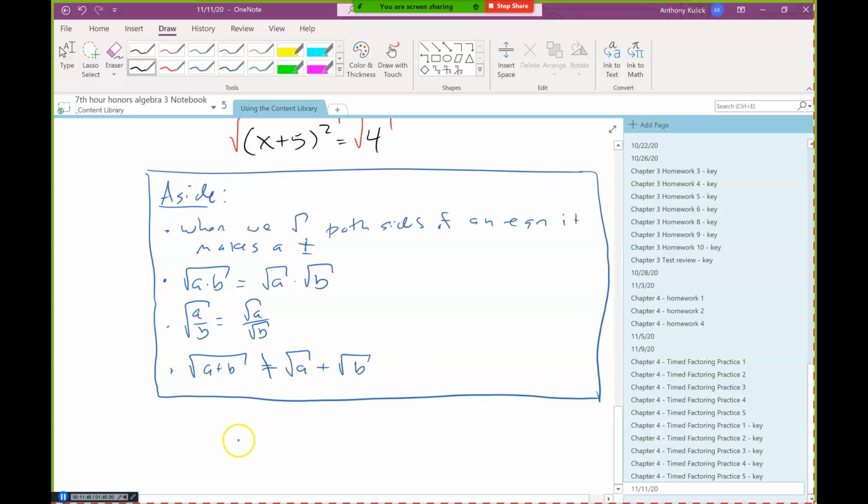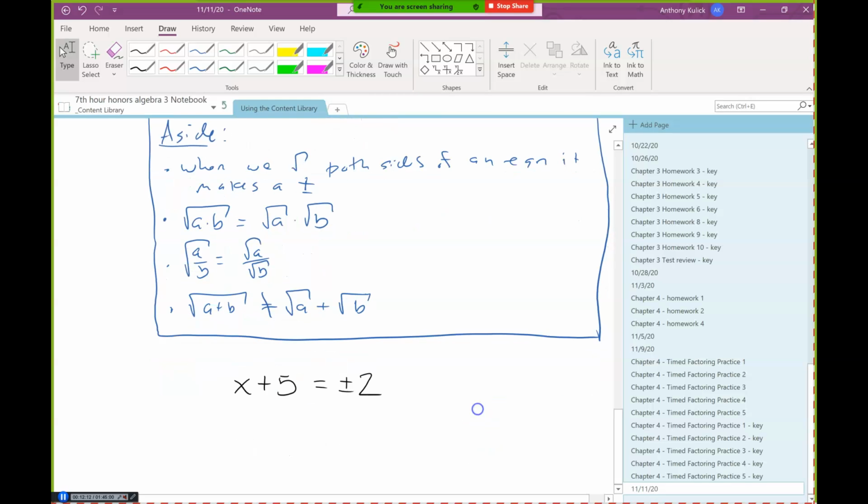Okay. So the square root of x plus 5 squared, the square cancels the square root. So I'm just left with the x plus 5. Because we square rooted both sides of the equation, we get the plus or minus. And the square root of 4 is just 2. So far, so good?